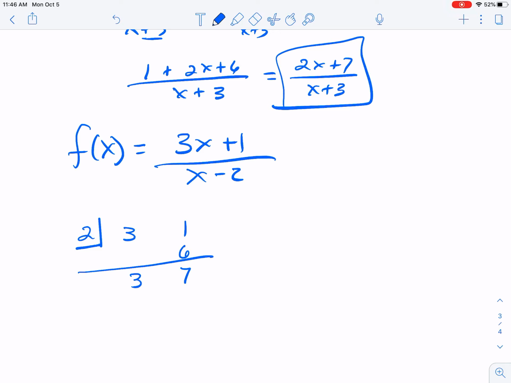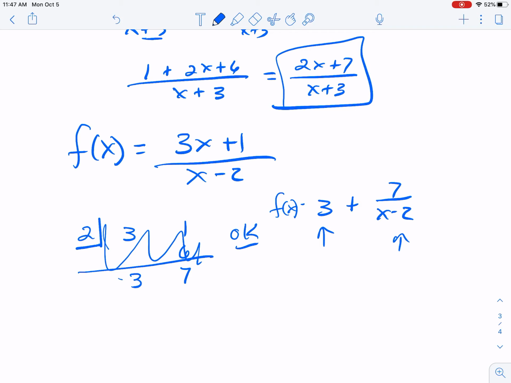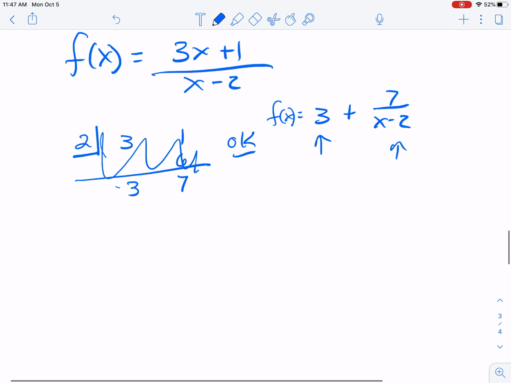Can you do that? No. Let me do it again. Ooh. What did I do? Oh, no, that was right. That was right. Sorry, that was right. This is okay. So you end up with 3 plus 7 over the remainder. So now it went up 3 and over 2 to the right. Okay, let's do another one of those because I confused you.